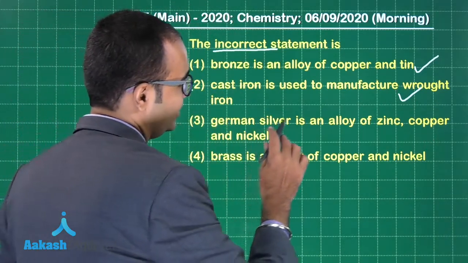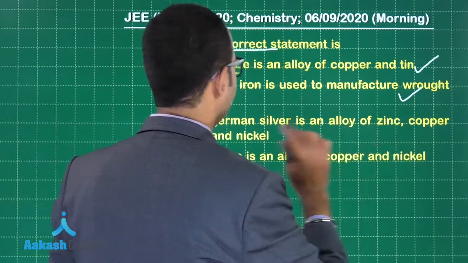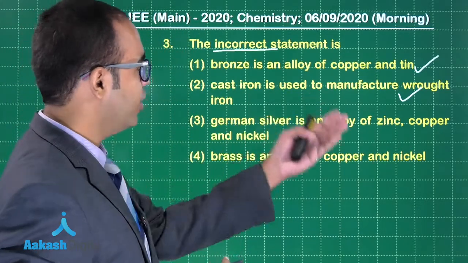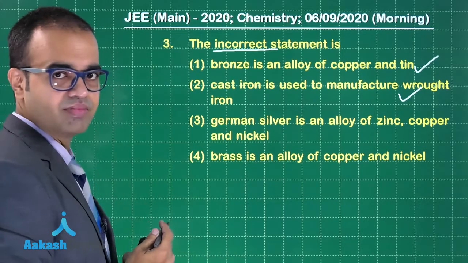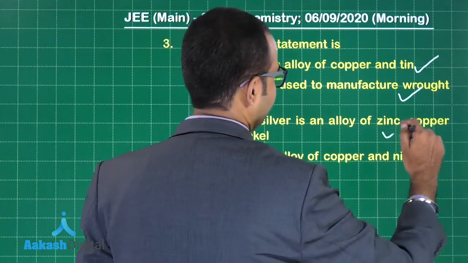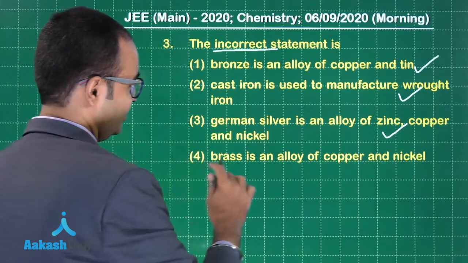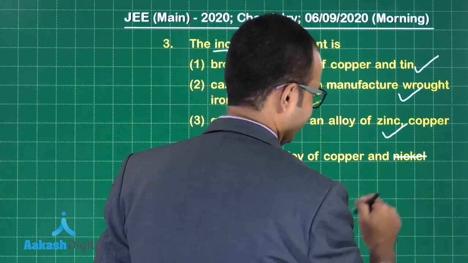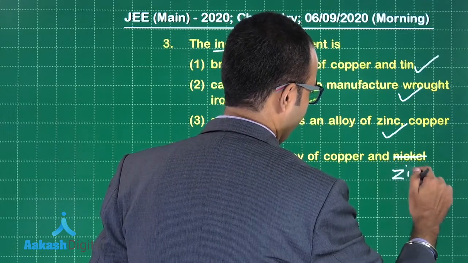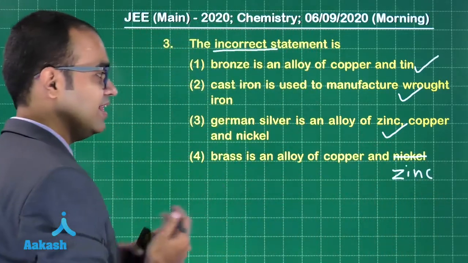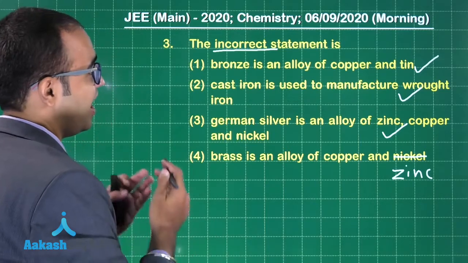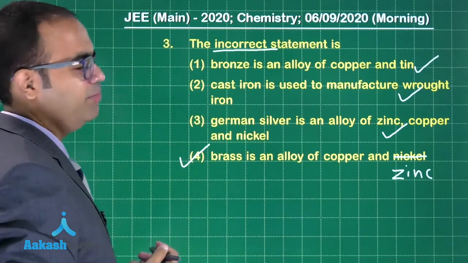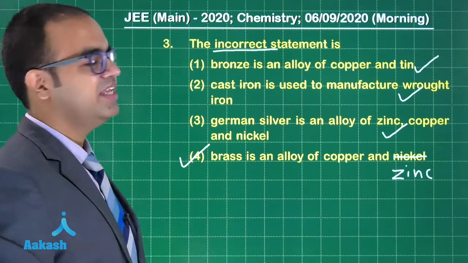German silver is an alloy of zinc, copper and nickel. Yes, guys, that is also a fact. German silver is an alloy of zinc, copper and nickel. Okay, so this is also correct. Brass is an alloy of copper and nickel. This is not correct, guys. Brass is an alloy of copper and zinc, right? So the incorrect statement is option 4, guys. Very simple question. Okay, let us move on to the next question.